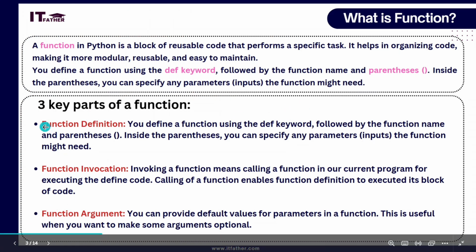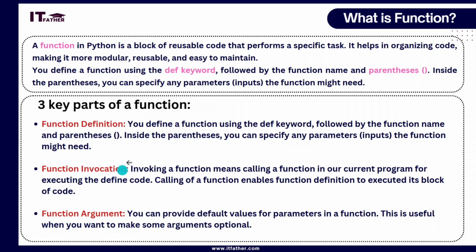So the parts of a function we understood: function definition and function invocation. Definition means we can define a function using the def keyword followed by the function name and parentheses. Inside the parentheses we can define any parameter, an input. Parameter means it provides input, it provides a value to the function, right? I will take one example.